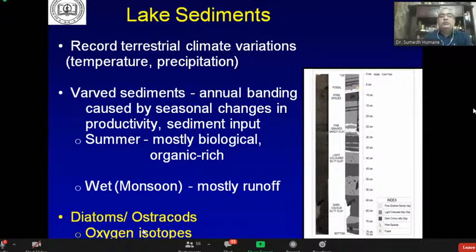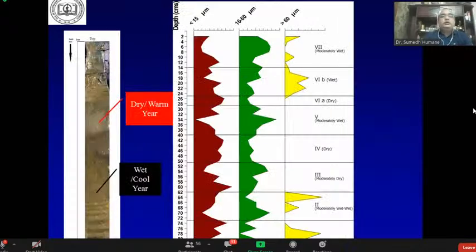You can analyze them for isotope studies. You can retrieve the diatoms and ostracods. There are different methods, which I am not going to give here, to study the stable isotopes from the diatom frustule or from the ostracod shell. You can see another core here.